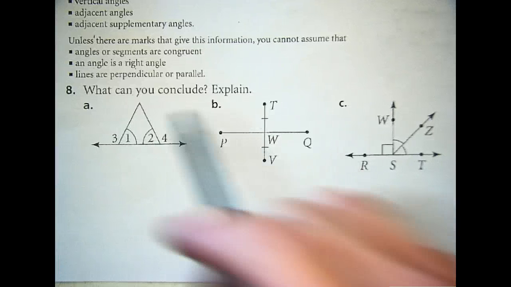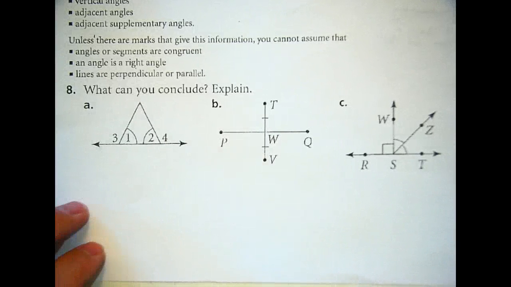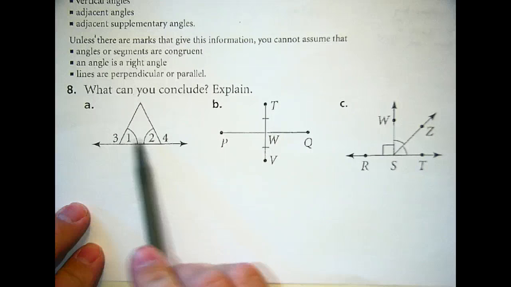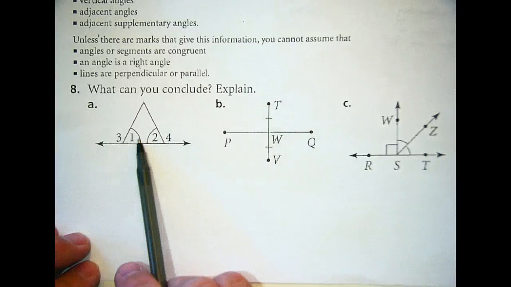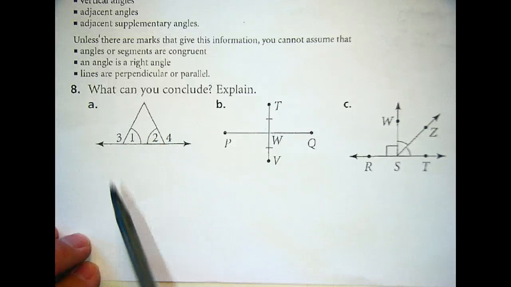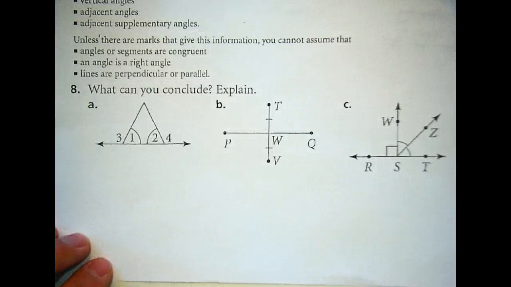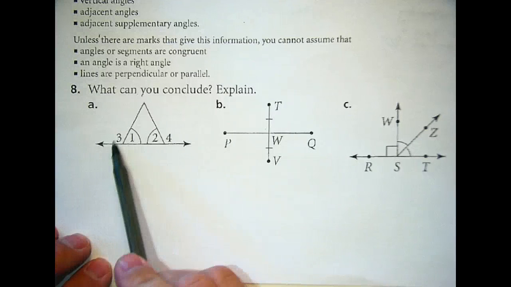Okay? Rory. Angle 1 and angle 2 are congruent. Now, that's not really a conclusion. Well, I guess it kind of is. I mean, that's a marking, though. Angle 1 and 2 are congruent. Very good. Diamond. Angle 3 and 4 are congruent. How come?